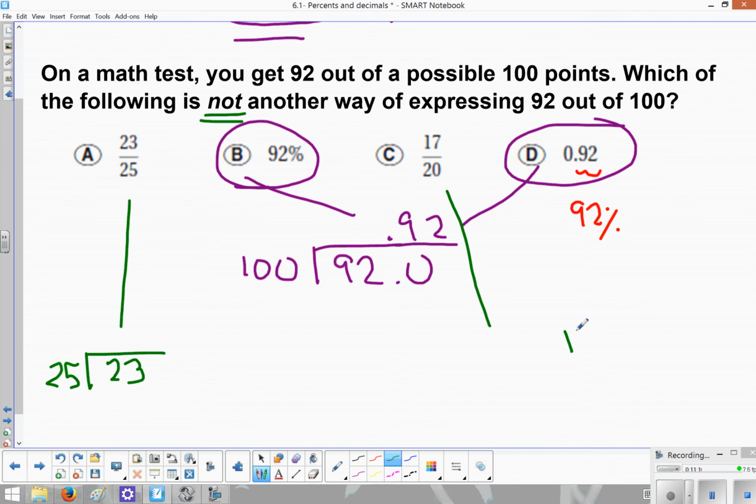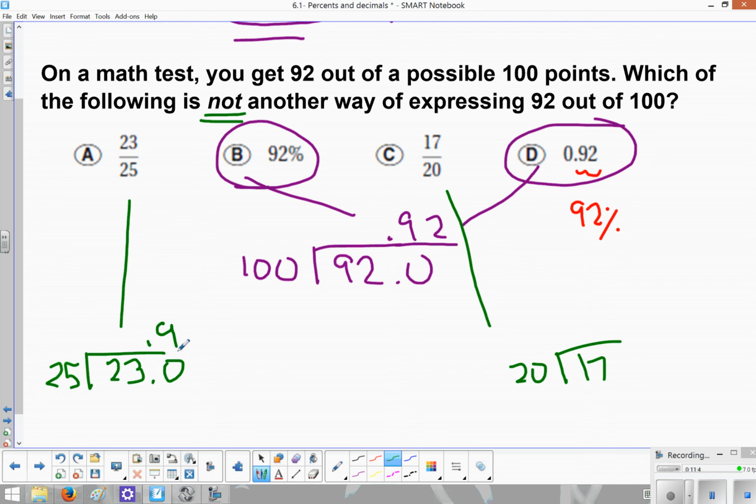Sorry, 17 over 20. Oops, sorry, undo this. And then when I do 23 over 25, if you can go ahead and do that on the side, or continue doing that for me on your paper, I get a total of 0.92. 23 over 25 is going to give you 0.92. I think I almost found my answer, but let's go ahead and finish the rest of the problem.